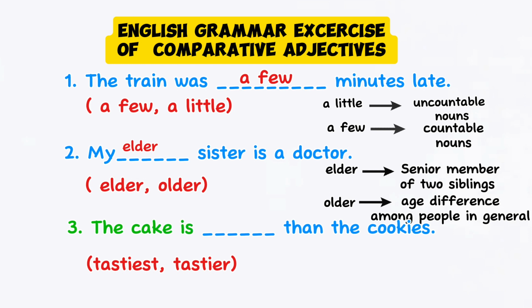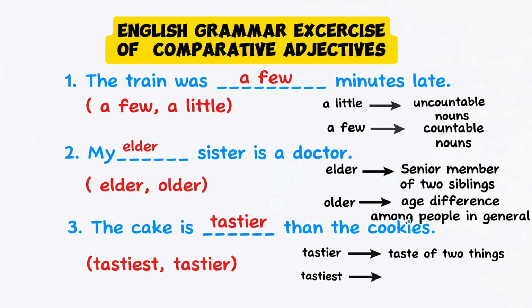The cake is blank than the cookies. The options are tastier, tastiest. The answer is tastier. The cake is tastier than the cookies. Tastier is the comparative form of the adjective tasty used when comparing the taste of two things. Tastiest is the superlative form of the adjective tasty, used when comparing the taste of three or more things. However, in this sentence, we are only comparing the cake and the cookies, so the correct choice is tastier.